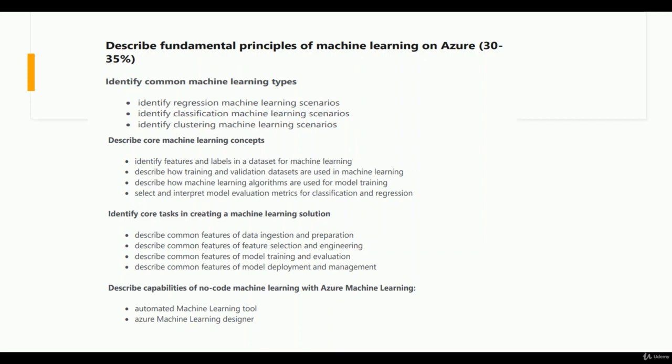Then we're going to discuss machine learning concepts, like how we can train the model and how we can validate the data sets in machine learning. Then we're going to identify the core tasks in creating a machine learning solution: data ingestion and preparation, feature selection and engineering, and how we can train and evaluate the model once we fetch the data into it. After that, we're going to deploy the model and see how it looks in the deployed state. Then we're going to discuss no code machine learning.